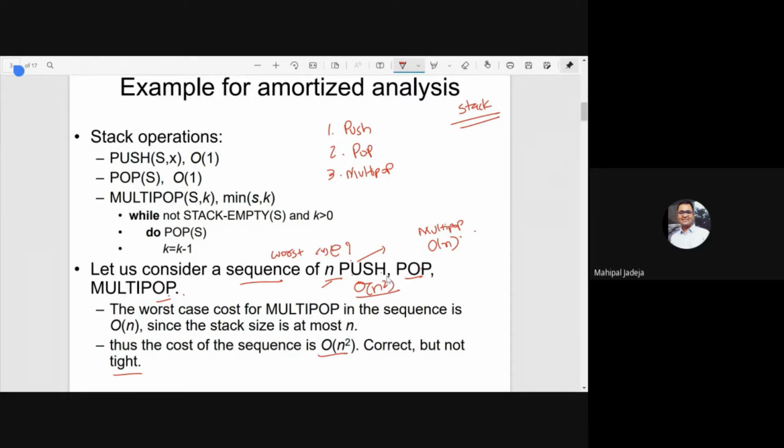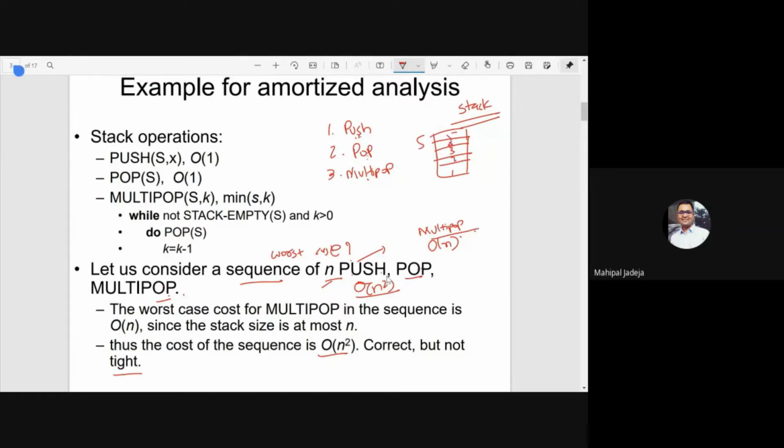The first flaw is we have assumed that we can apply multi-pop operation n times, right? This is not true. This will become clear when we understand the dependencies of pop, as well as multi-pop, on push. So let's say initially my stack is empty, and now I am inserting 5 elements in it. Let's say 1, 2, 3, 4, 5.